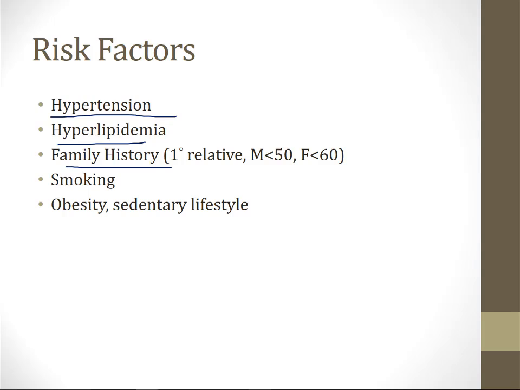Family history of coronary disease is a risk factor, and this is defined as a primary relative, meaning mother, father, brother, or sister, who was a male and had coronary disease before the age of 50, or who was a female and had coronary disease before the age of 60.